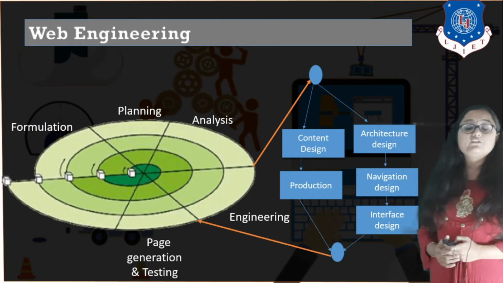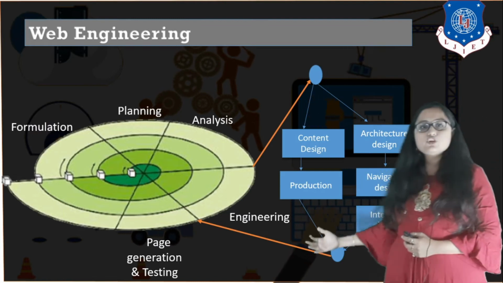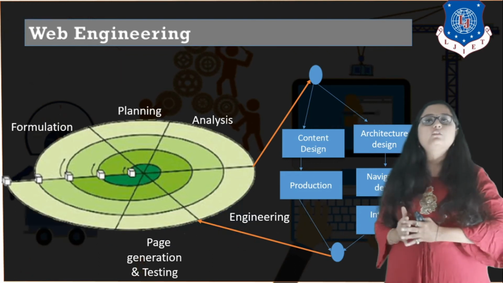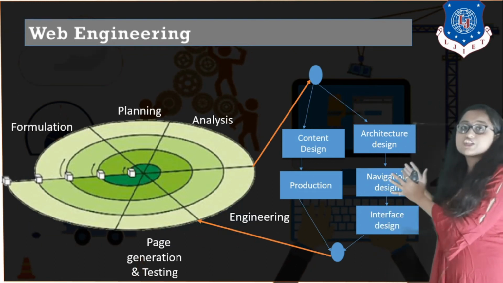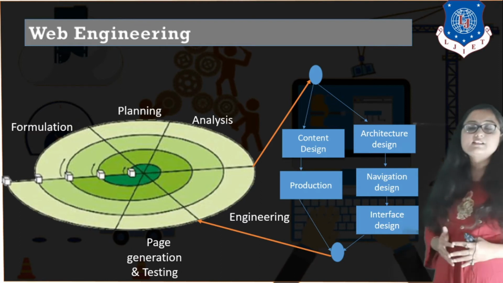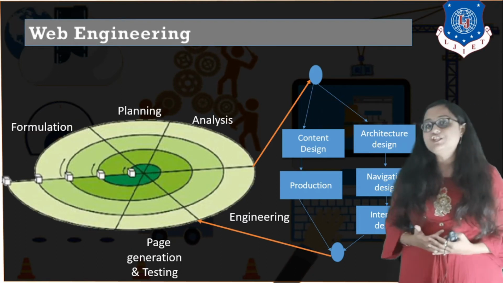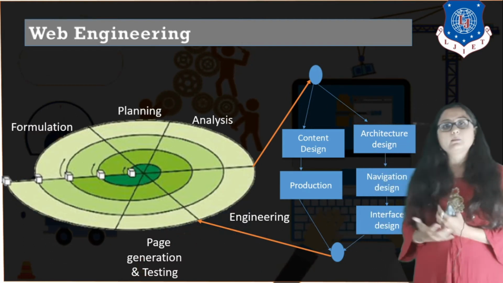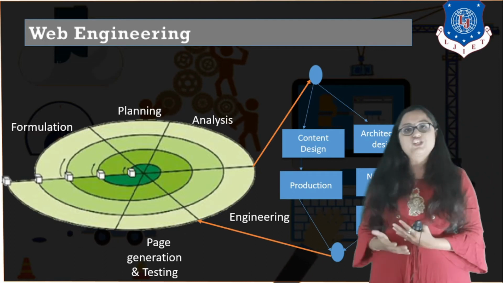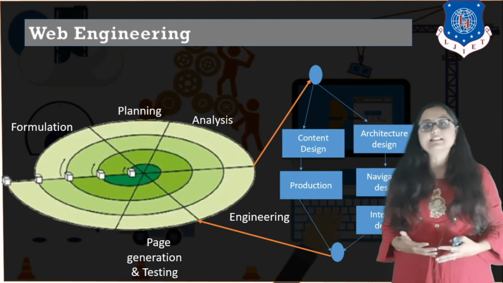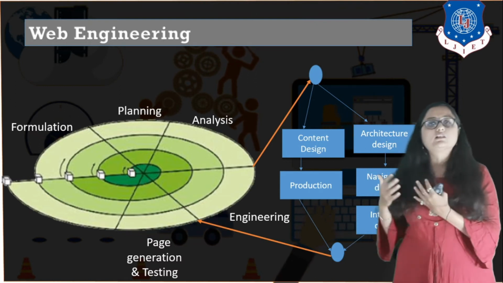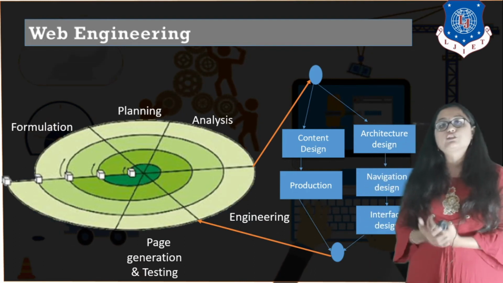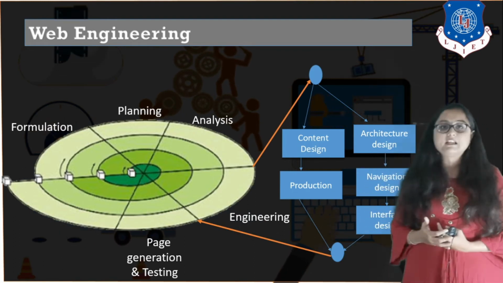After your engineering phase is completed, then comes page generation and testing. It means you have now decided what the content of your web application is, and you have already designed the architecture, navigation and user interface. Now you will actually implement all the pages of your web application, that is, you will perform the actual coding, right? Normally the web application languages include HTML, CSS, JavaScript on the client side. It can include any server side language like Java, .NET, PHP, etc. So these are all the languages that are used while developing the pages of a web application.